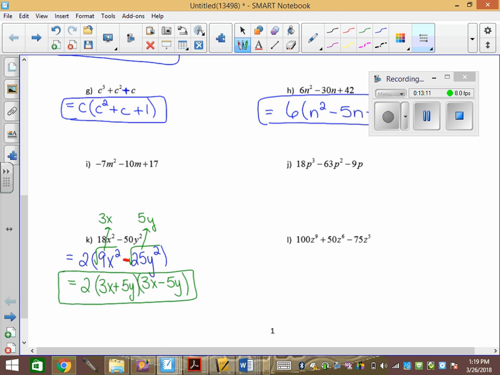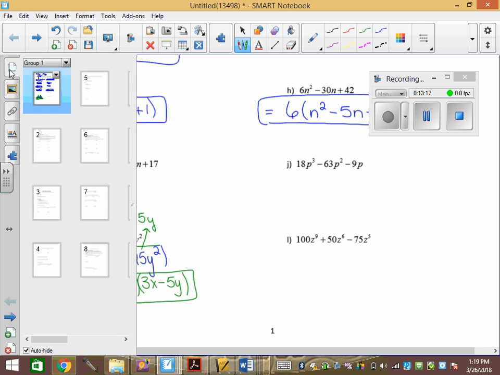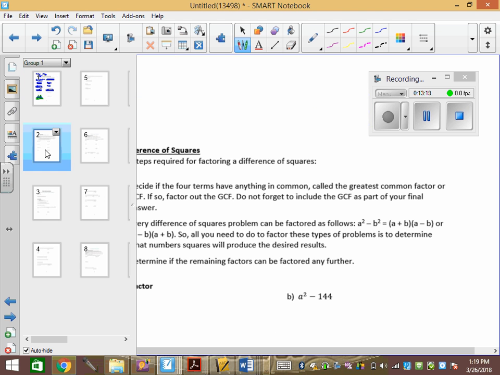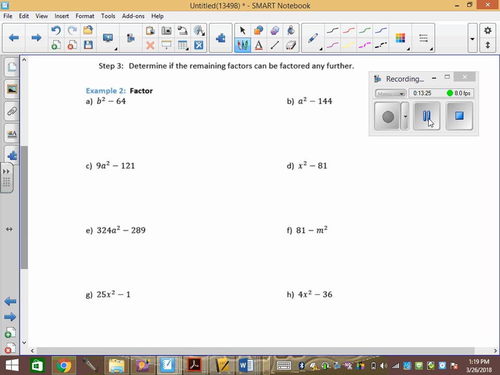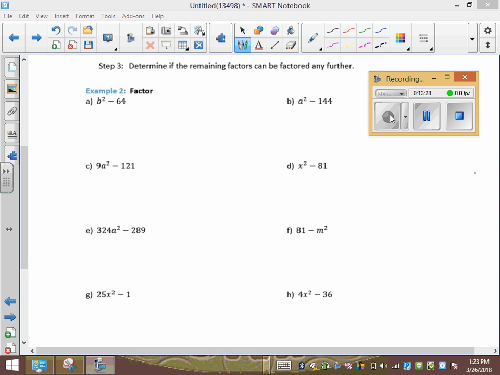Okay? And flip over. Knowing that, try these out. So when we square root b squared, we get b. When we square root 64, we get 8. So our factors are going to be b plus 8, b minus 8. Square root of a squared is a. Square root of 144 is 12. A plus 12, a minus 12.